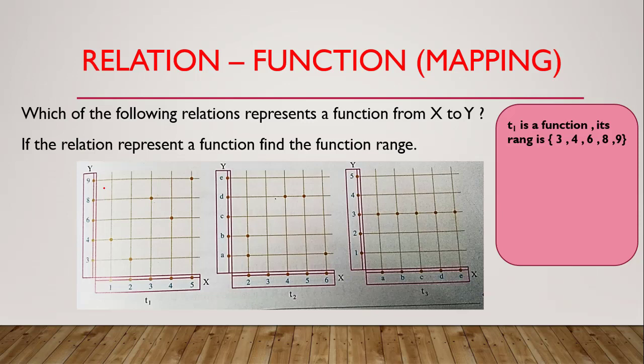Number 2. Let's see, here the first vertical line has 2 points. So this is not a function. Number 3. Each vertical line has only 1 point. So this is a function. The range from Y here is only 3. 3 is the range. Okay? So number 1 and number 3 are functions. Number 2 is not a function because here we have more than 1 point on this vertical line. Let's continue.